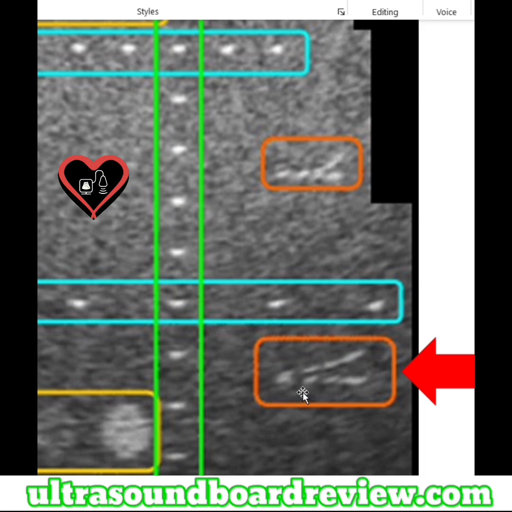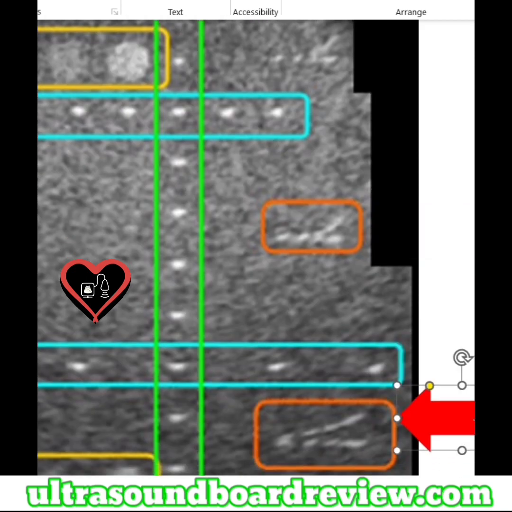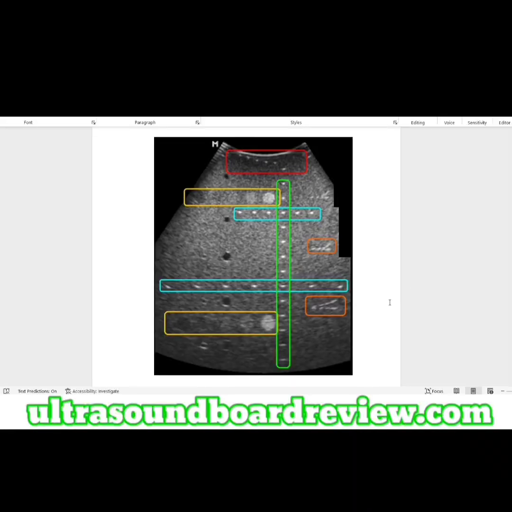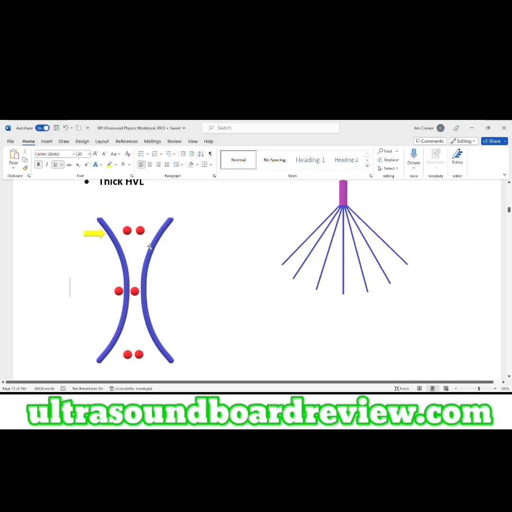That means lateral resolution right here isn't the greatest. Right here, you can see the space between these two structures pretty well. Maybe right there. Definitely not here, here, or here. So lateral resolution is poor here, here, and here. Lateral resolution is a ton better right here. So just memorize, get it in your head now that this is the lateral resolution, and this right here is completely separate, completely different.